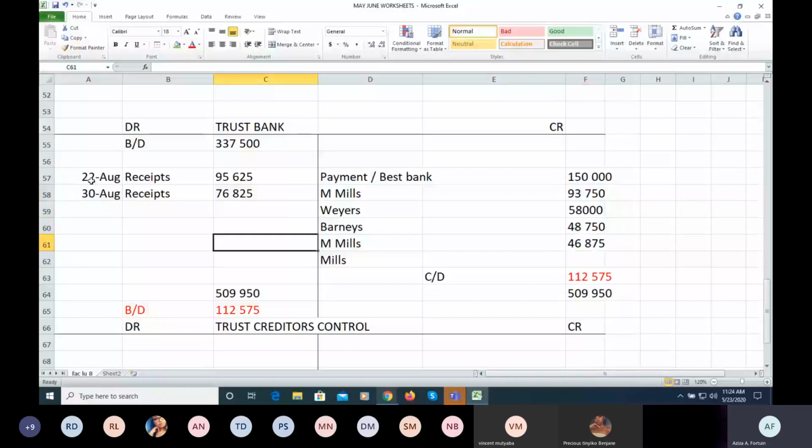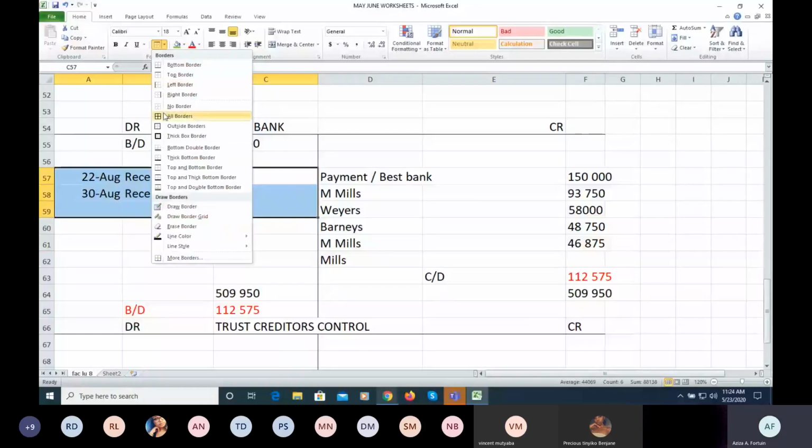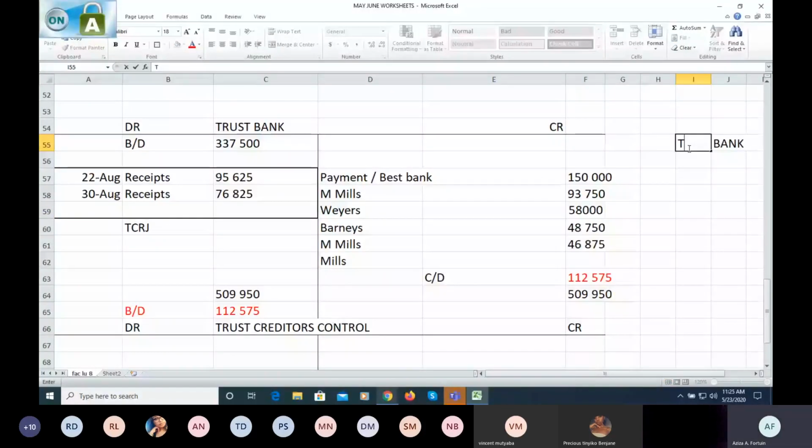Now, what I want to say to you is, basically this sort of becomes your trust cash receipt journal. Okay, so if we were to do it on this page here, we would have something like bank. We would have something like trust creditors control. And let's just call it details here. And let's just call it date here.